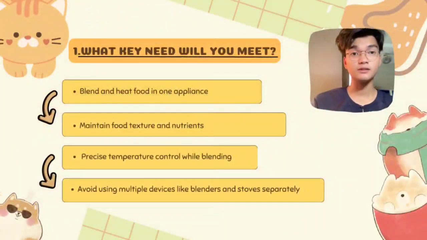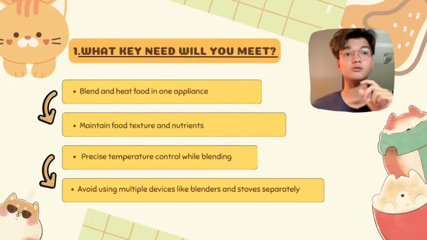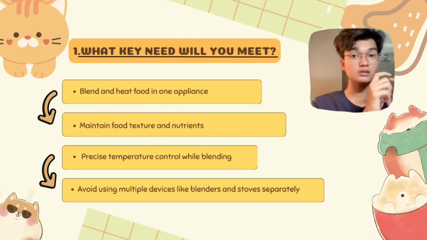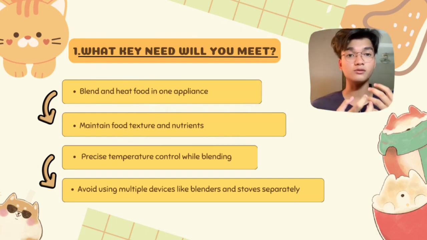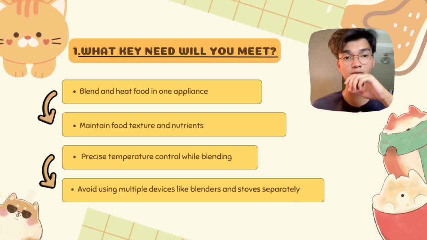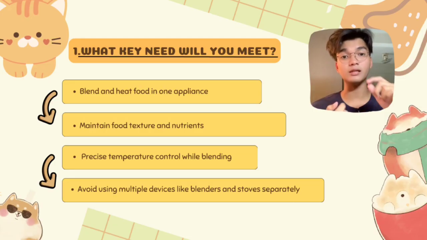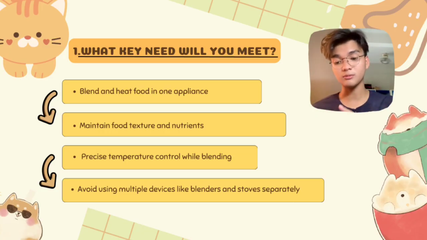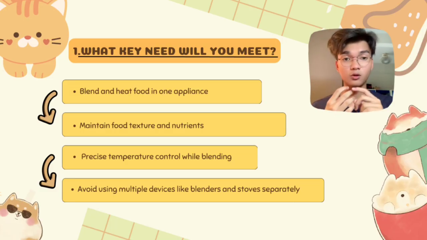Let's get to the first component of need: what is the key need that you will meet? Have you ever wished that you could blend and heat all of your food in one simple appliance without losing nutrients or texture? We have created a solution that lets you blend and heat food seamlessly in one device while preserving the perfect texture and nutrients every time. You also get precise temperature control while blending, so you can say goodbye to juggling multiple appliances. Plus, with handy features like custom mode settings and timers, you stay in control.